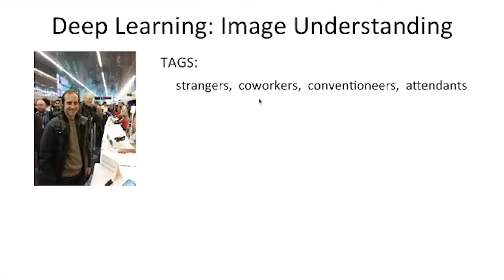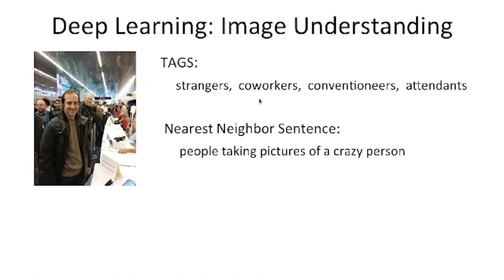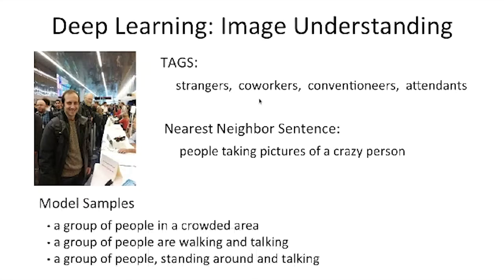Now you can go beyond that and ask, can I actually build a system that can generate in natural language a description of what's going on in the image? One way of doing this would be to find a nearest neighbor image. So find the closest image in your database and just copy the corresponding caption. And that is what the model does. It says people taking pictures of a crazy person. But if you're actually building a statistical model, this is what the samples from the model would look like. A group of people in a crowded area, a group of people are walking, talking, and so forth.